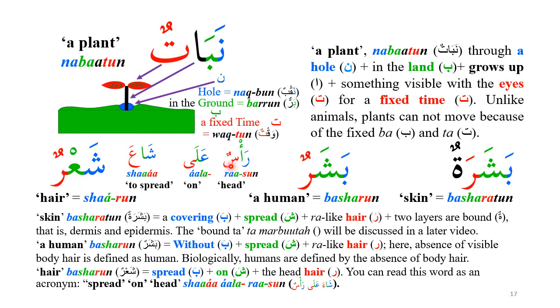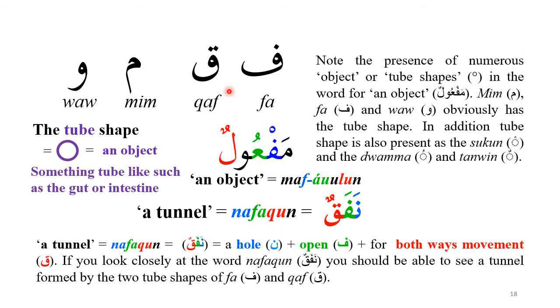And sha'run here, you can see, sha'a means to spread, and ain, and ra is ra'sun. So this you can read as an abbreviation, right? Yeah. So four letters have this object shape: fa, qaf, mim, and waw. These four are the object, and these are used in different ways. And you will see that this maf'ul, or object, means an object.